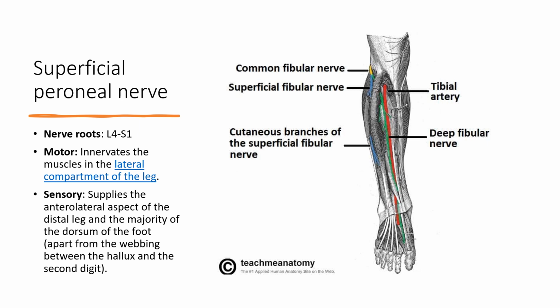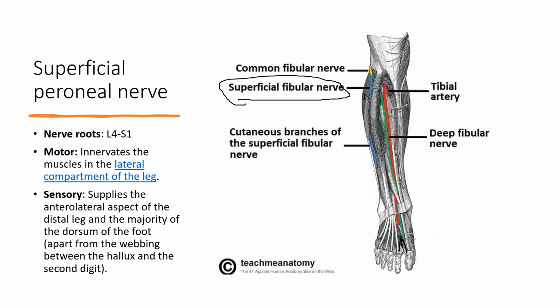As you can see in this diagram, this is the superficial fibular nerve. As it descends, it supplies the anterolateral aspect of the distal leg and the majority of the dorsum of the foot, apart from the webbing between the hallux and the second digit. As you can see in this portion, I am marking it in black. This portion is not supplied by the superficial peroneal nerve.